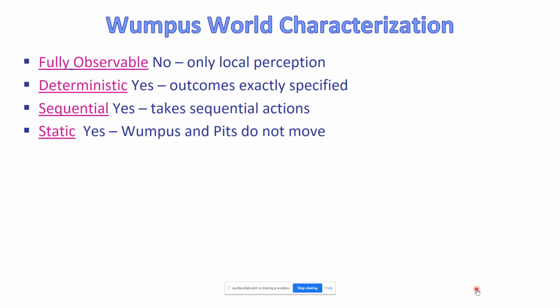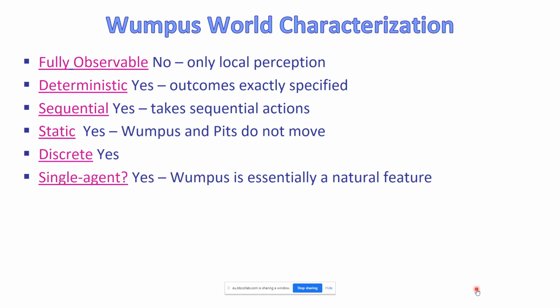Is it static? Yes, the Wumpus and pits don't move. The locations are determined before the game starts, and once they are determined, they are fixed, they won't change. So the Wumpus actually doesn't move. It's static from that sense, and also pits don't move, so they are static. Discrete, of course, yes, because we have discrete actions and discrete inputs.